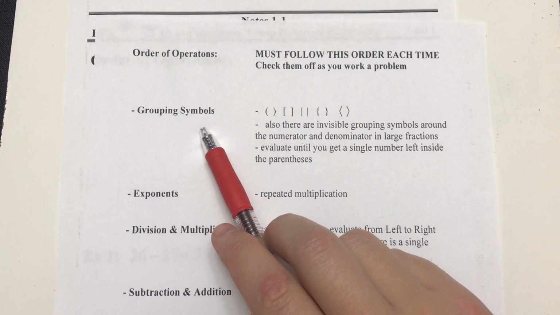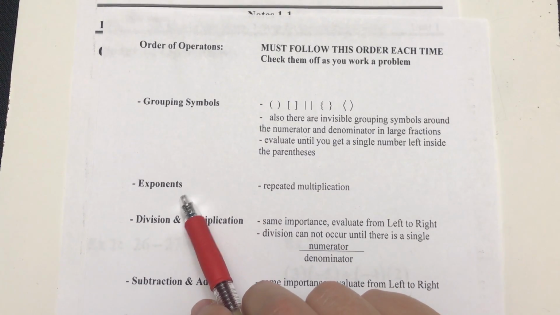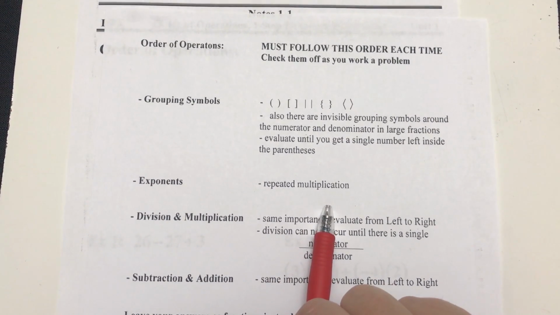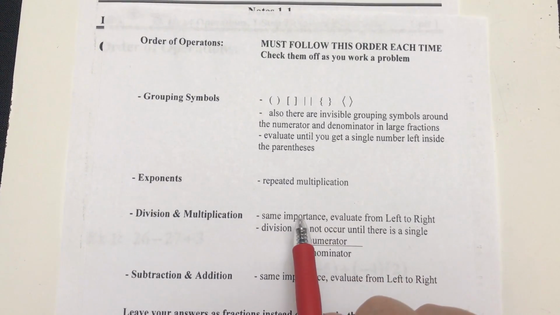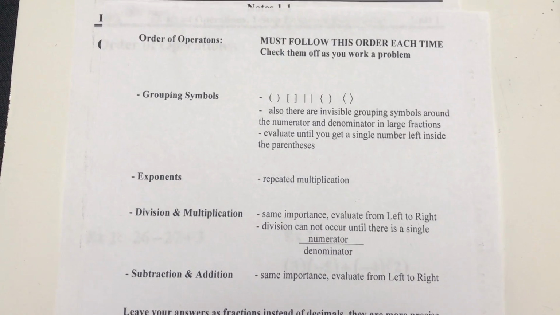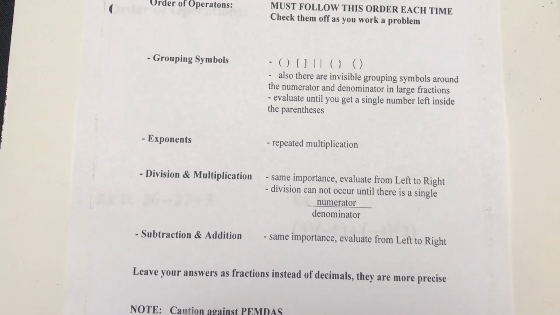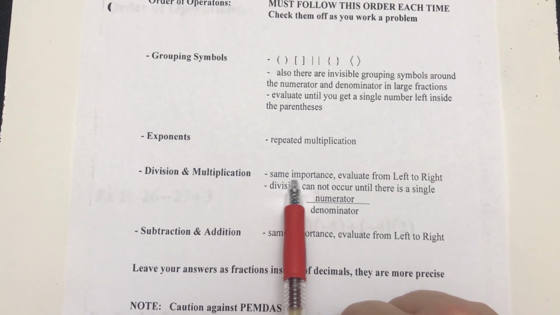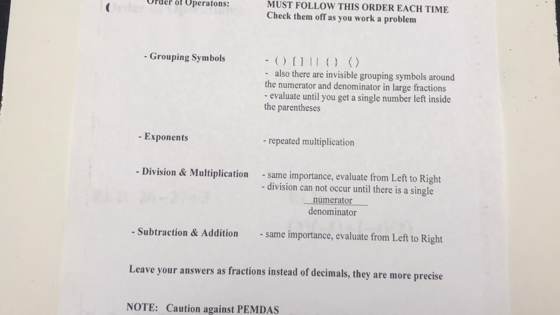Once you've completed grouping symbols, you can move on to the next step, which is exponents. Exponents is just repeated multiplication. The same number gets multiplied by itself a certain number of times indicated by the exponent. After exponents have gotten down to one single number, we'll move on to division and multiplication. These are of the same importance. We evaluate them from left to right.